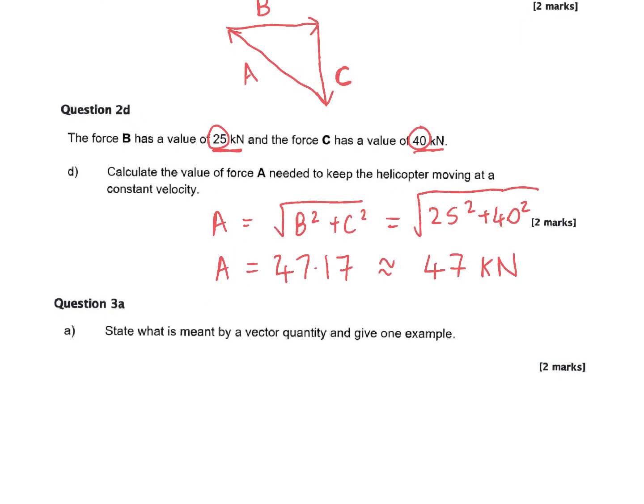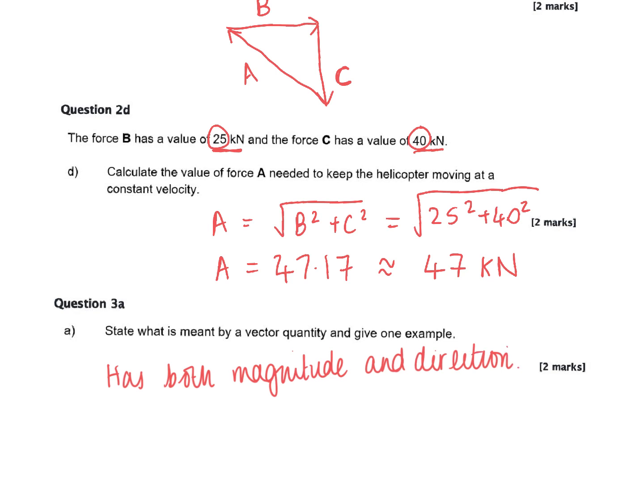Question 3a, what is a vector quantity, and give 1 example. So we've already done that right at the beginning, but it's just to keep it going through your mind. So it has both magnitude and it has direction. So that will give you a first mark, there's your definition. And for our example this time, let's go for velocity, the easiest one to remember.